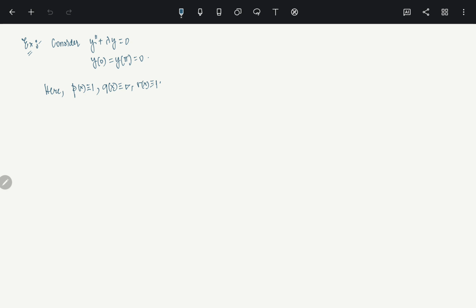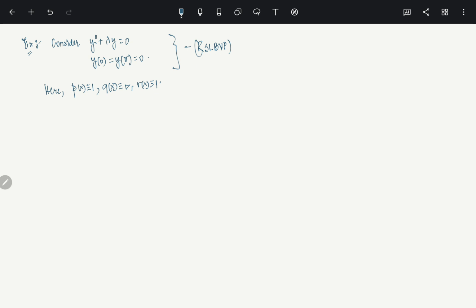So this sort of problem is called a regular Sturm-Liouville boundary value problem. Okay, so we call this sort of problem regular, so I will write it like this: regular Sturm-Liouville boundary value problem. Is this okay? We'll call it this, right? Now, how do you solve this thing?